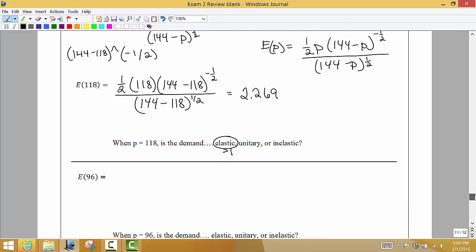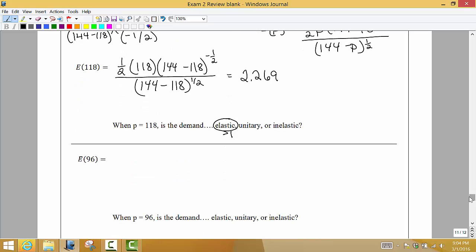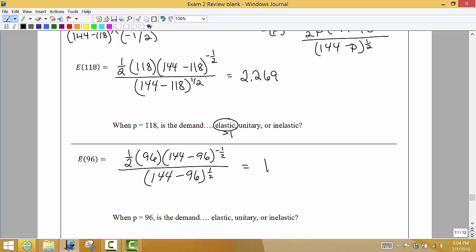Let's look at the next value here, 96. We're going to plug that into our formula as well. So 1/2 times 96 times 144 minus 96 raised to the negative 1/2 power, all of that divided by 144 minus 96 raised to the positive 1/2 power. Once again, be careful about how you type in that exponent of negative 1/2 and 1/2. When I do this, I get 1. So if our elasticity of demand formula gives us exactly 1, we would say that the demand is unitary.